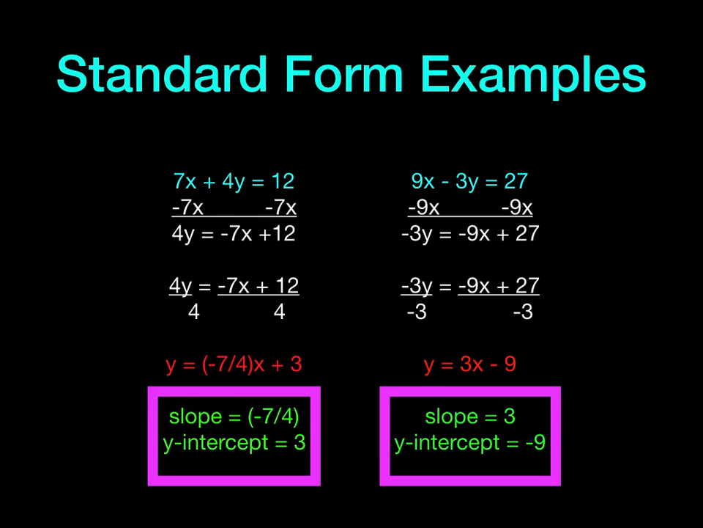y-intercept equals 3. For the next one, we have 9x minus 3y equals 27. If you subtract 9x from both sides, you end up with negative 3y equals negative 9x plus 27. If you divide both sides by negative 3, you get y equals 3x minus 9. With that, you can see that the slope equals 3 and the y-intercept is negative 9. Notice how in each of these examples we started with the standard form, which is in blue, and we ended with the slope-intercept form, which is in red. The slope-intercept form gives you the m and the b that we are looking for, which equal the slope and the y-intercept.